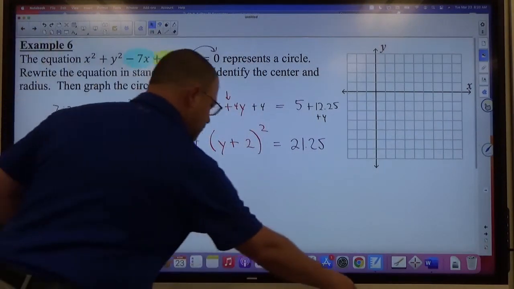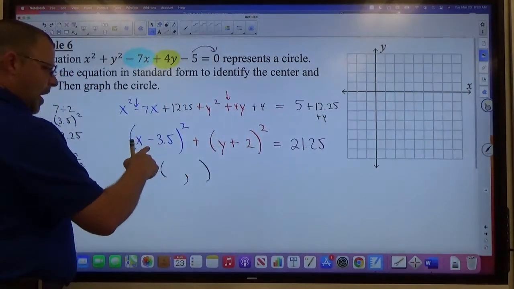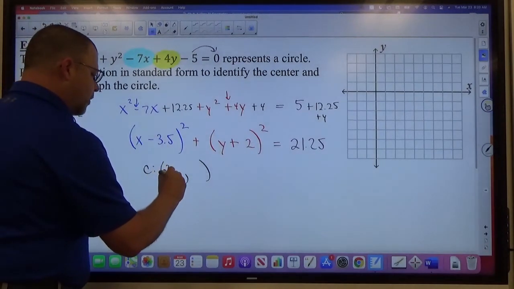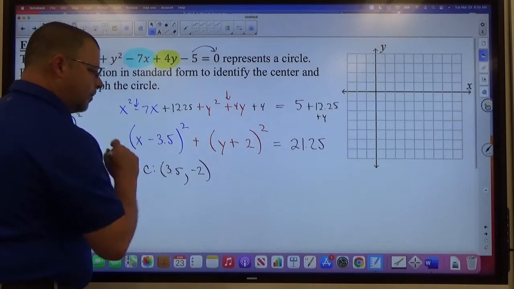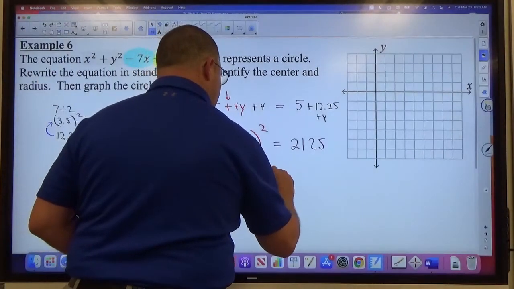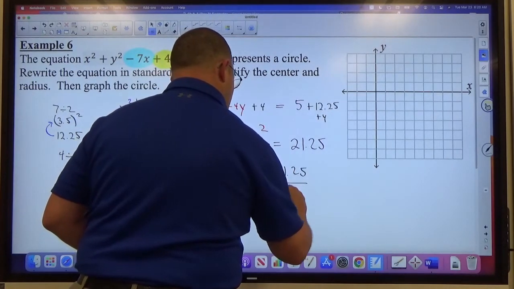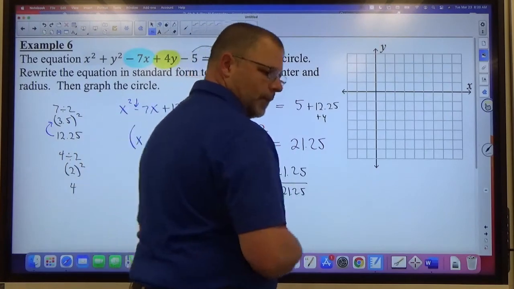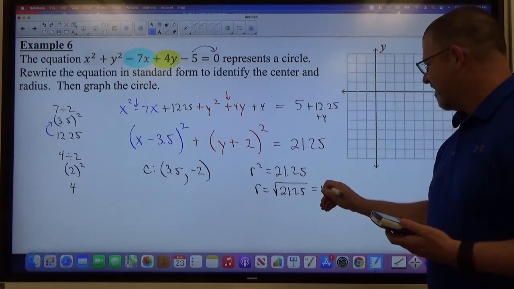So the center, we need an x and a y. X is the opposite of the number with x, which is positive 3.5. Y is the opposite of the number with y, it's positive 2, so we go negative 2. And the radius squared is equal to 21.25, which means the radius equals the square root of 21.25. Square root of 21.25 is, what? 5.5? I got 4.61. Oh yeah, I was thinking 4.61.